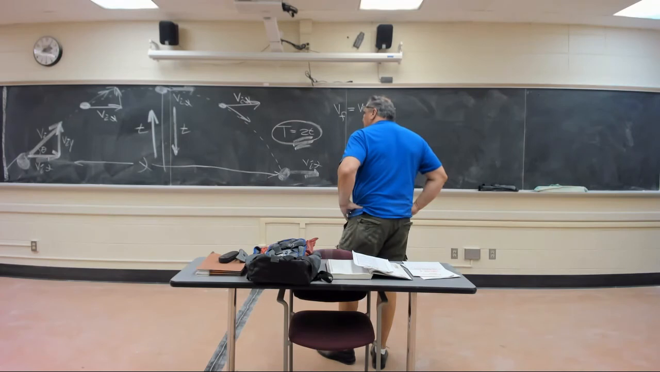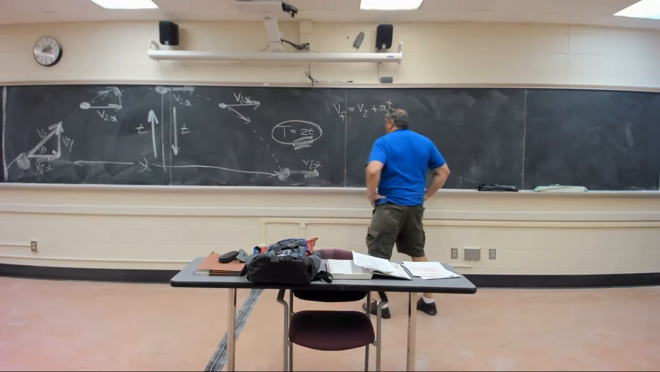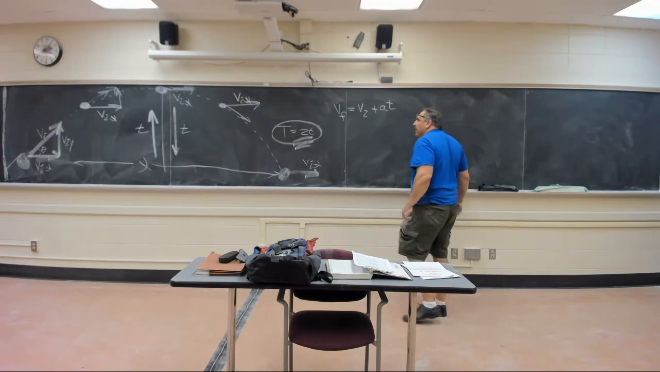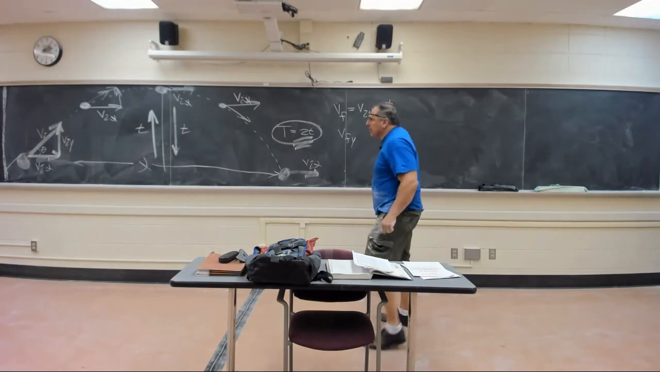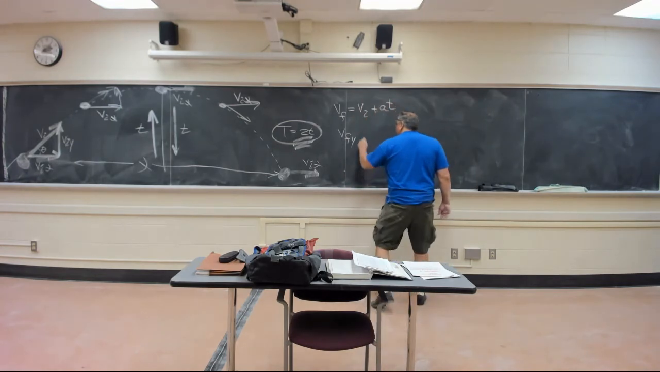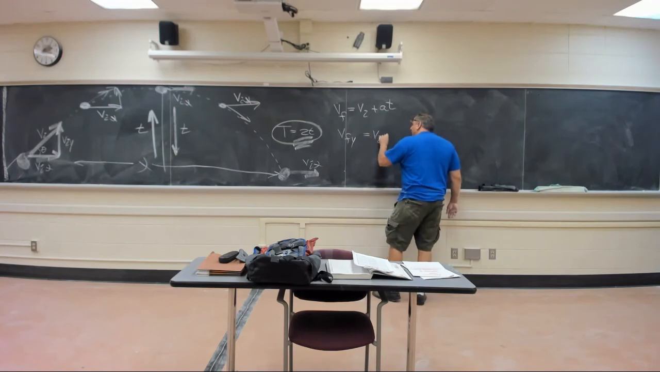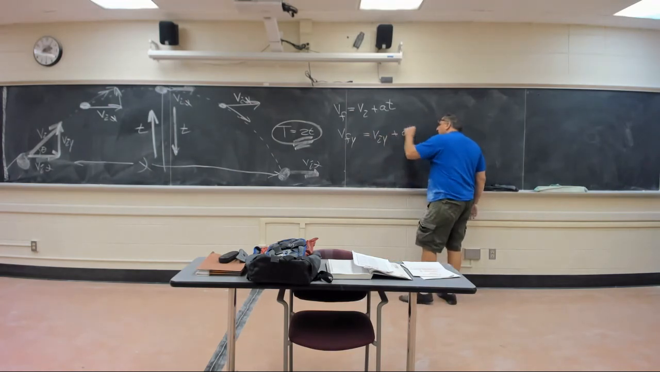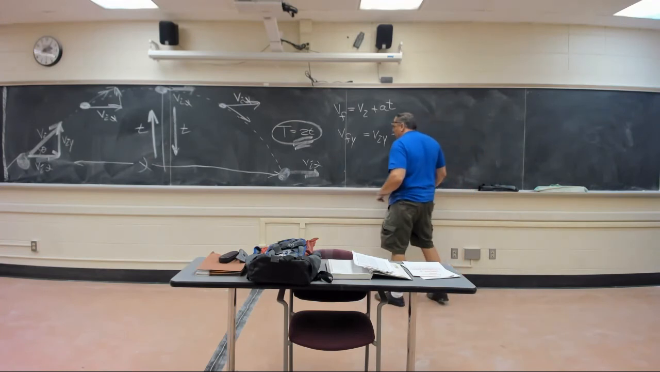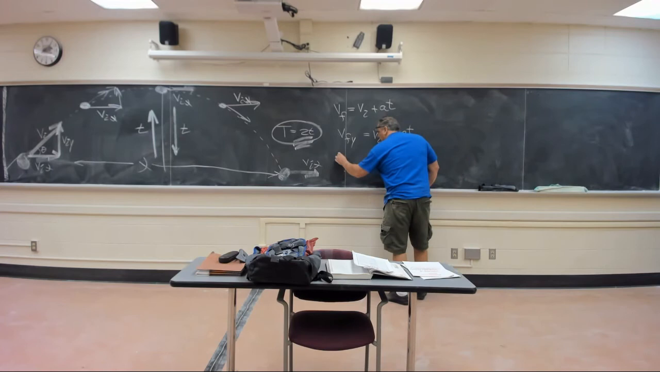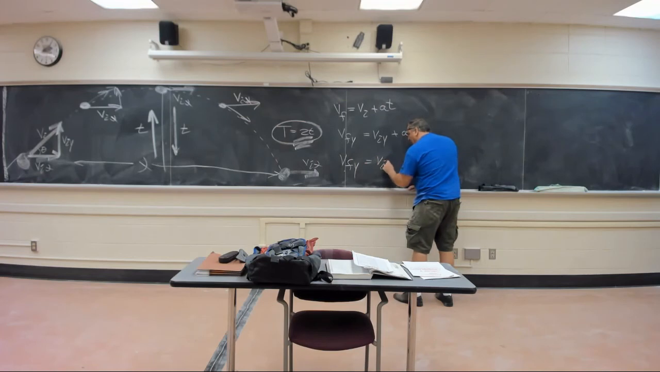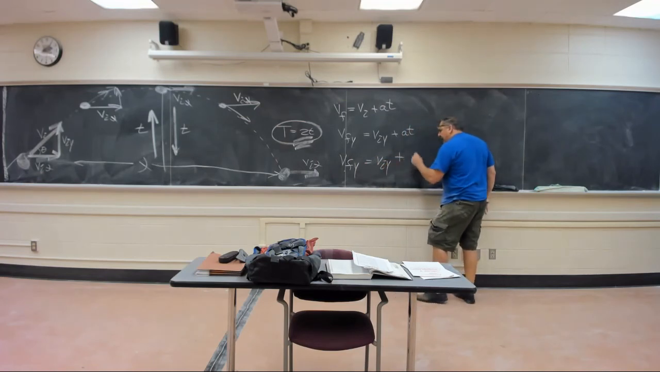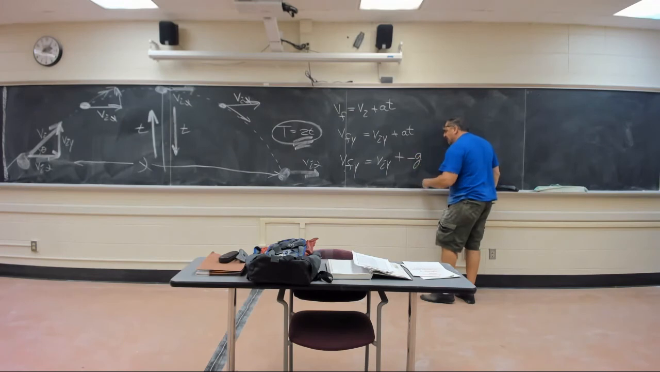What is going on? Well, there's a lot going on. Can we say this? VFY equals VIY plus AT. The acceleration is negative g. So VFY equals VIY plus negative g. We'll say g is positive. Negative g is negative 9.8 because this thing slows it down.